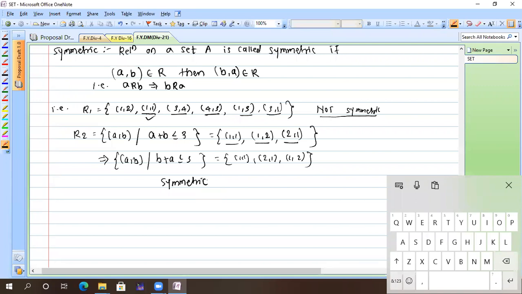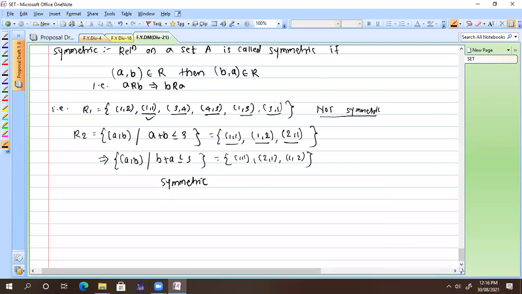Sir, what is after that in the second one? What is after (2, 1)? No elements are there. Tell me the elements where you are talking about (2, 1). Have you written (2, 2) after (2, 1)? No. It's (2, 1) and (1, 2). Here, (1, 2). That's why it is symmetric.